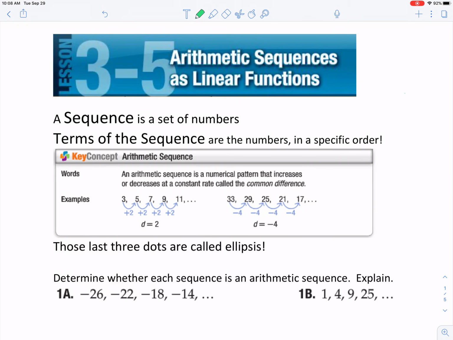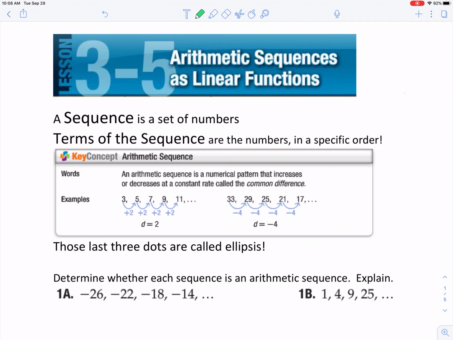Okay, so for 3.5, we're going to be talking about arithmetic sequences and the fact that they are linear functions. So a sequence is a set of numbers that's going to typically have some sort of pattern to it. Today, where it's an arithmetic sequence, that means it's going to be adding the same number each time. Now, here's the secret to arithmetic sequences here. You're never allowed to subtract.